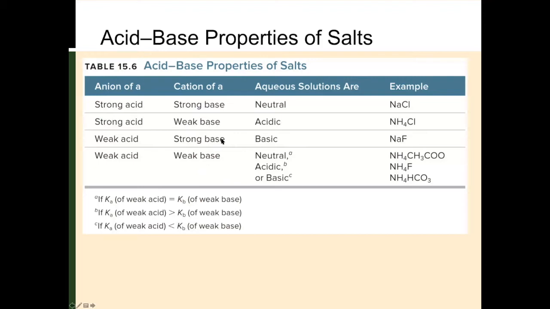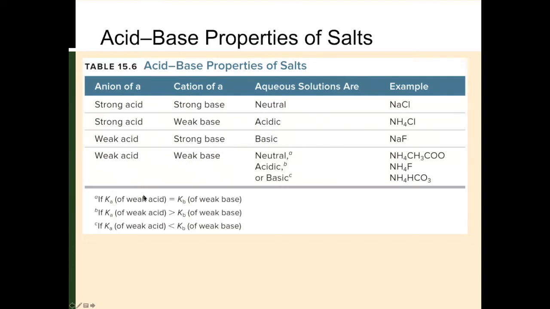And feel free to memorize these three columns anyway, if you want: if your salt has the anion of a strong acid and the cation of a strong base, you get a neutral solution. If it has the anion of a strong acid but the cation of a weak base, you get an acidic solution. If it has the anion of a weak acid and the cation of a strong base, you get a basic solution. And if you have the anion from a weak acid and the cation of a weak base, then it could be any of the three.